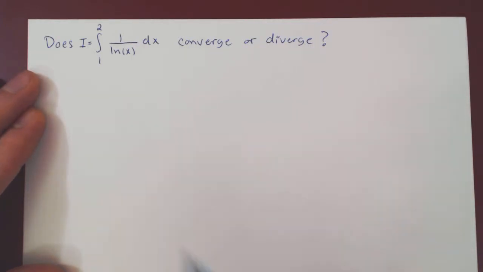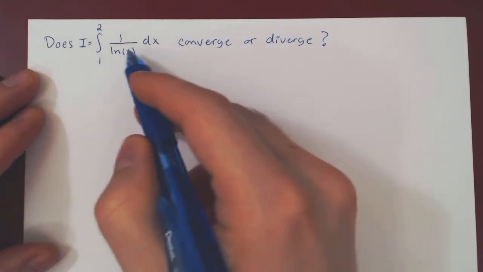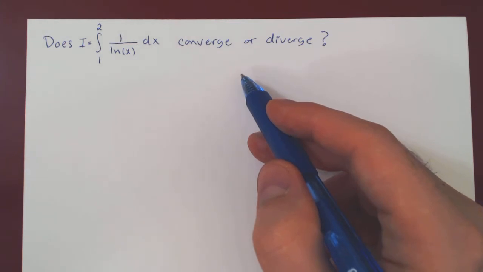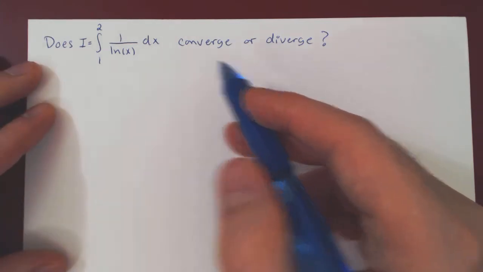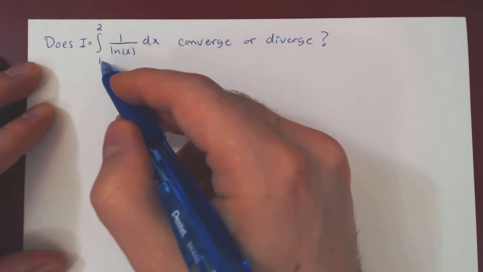Okay, so in this video, we will answer the following question. Does the improper integral I converge or diverge? And of course, we will use the idea of the comparison theorem. So the integral is of 1 over ln of x from 1 to 2.